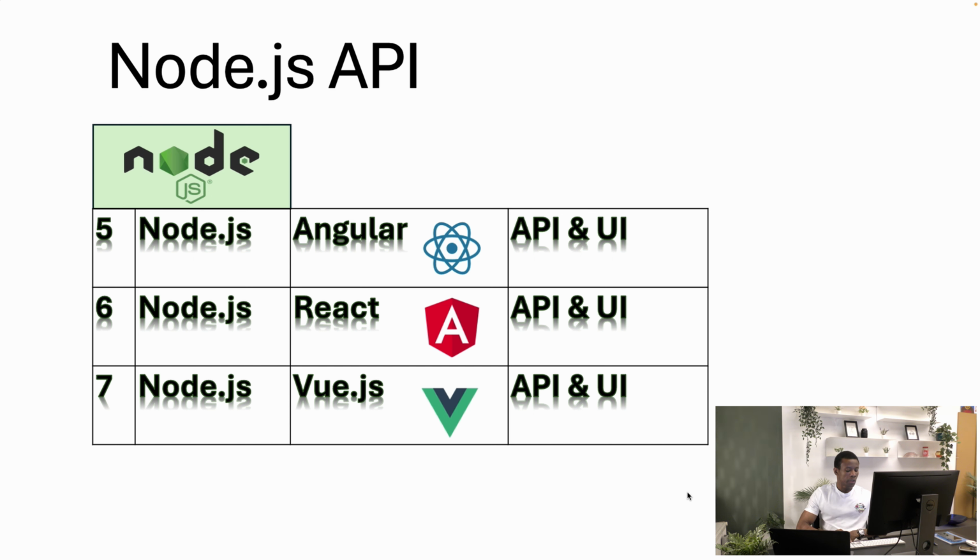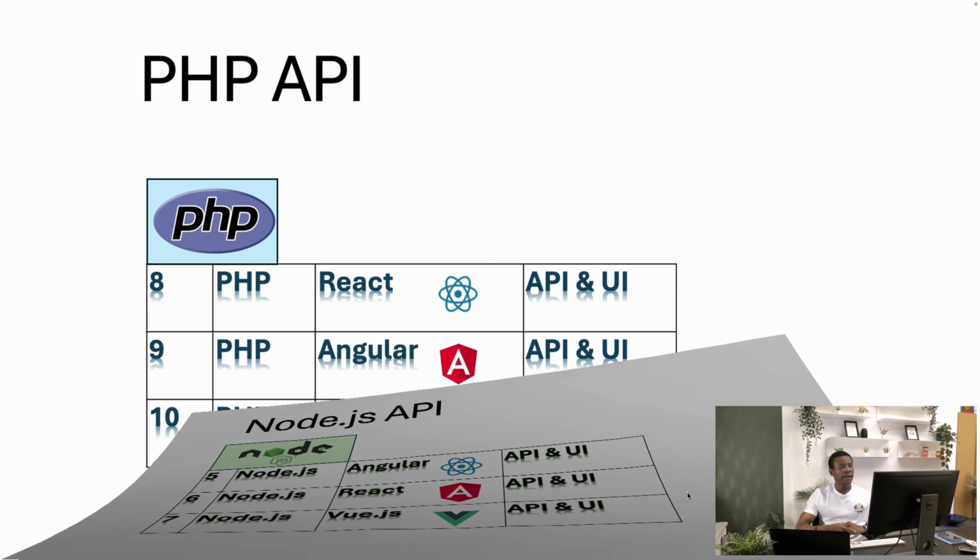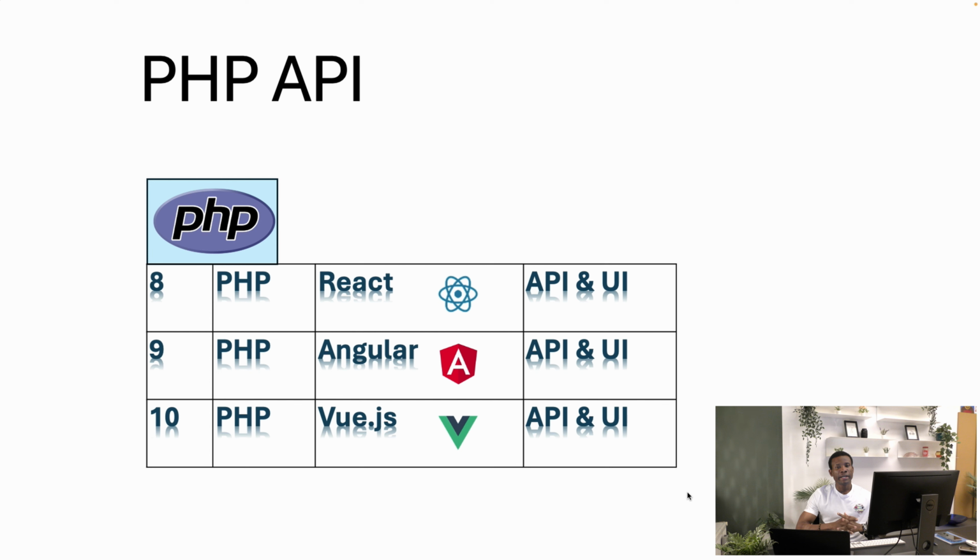Let's move on to number 8, 9, and 10. So we have here the PHP API based application. We have the PHP backend and React front end. We also have the PHP backend with Angular UI, and the PHP backend with Vue.js front end. So with PHP, you can build a complete API without a UI, and then you can use any of these frameworks or libraries to build the UI.